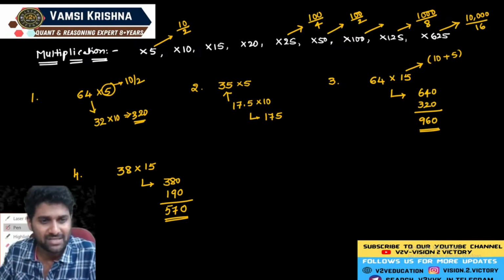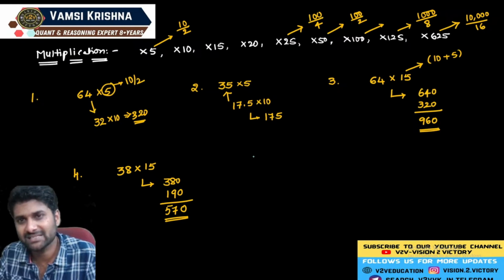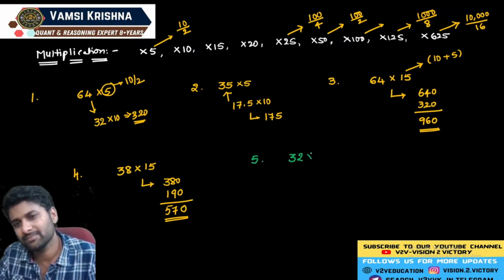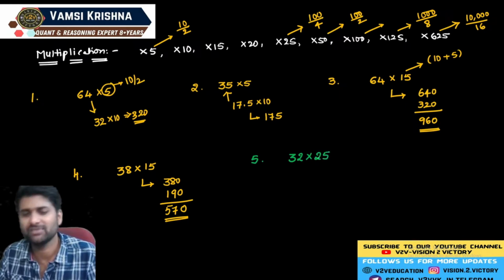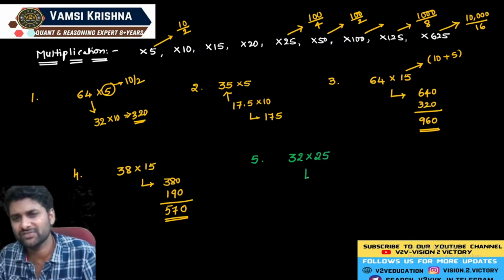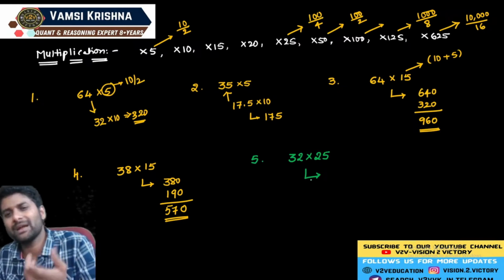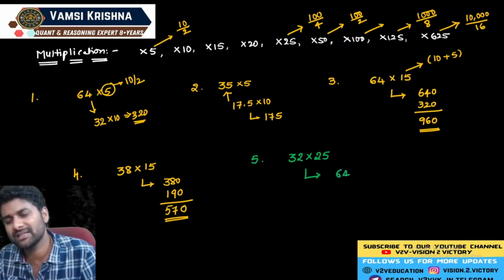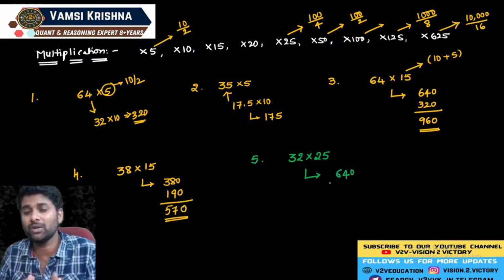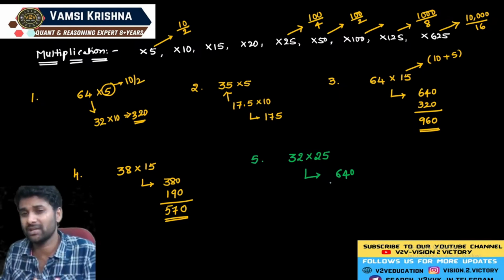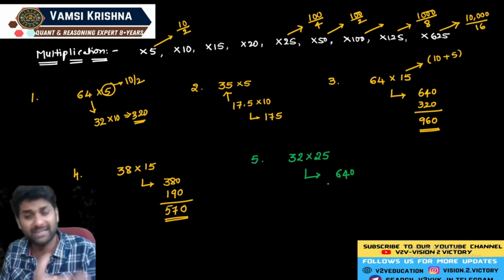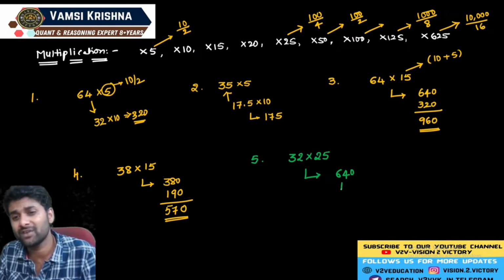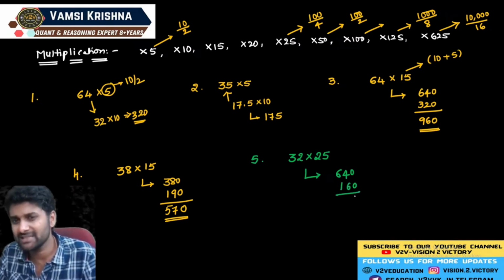Let me take a few examples to understand these calculations. For example, if 32 is multiplied by 25, you can do it in two different ways. First one: 32 multiplied by 20 becomes 640. Now 32 multiplied by 5 is 160. You can split in this way, and you will get the answer exactly equal to 800.